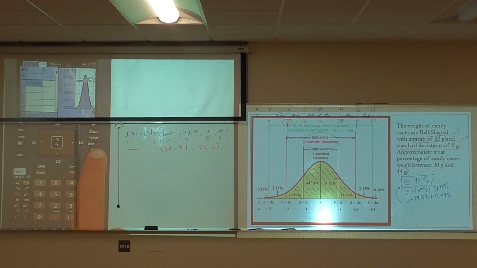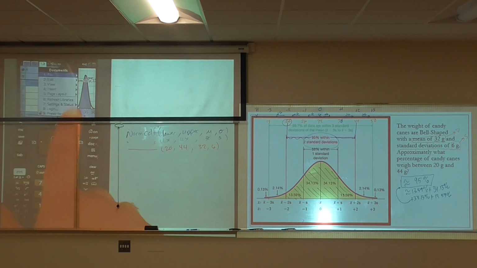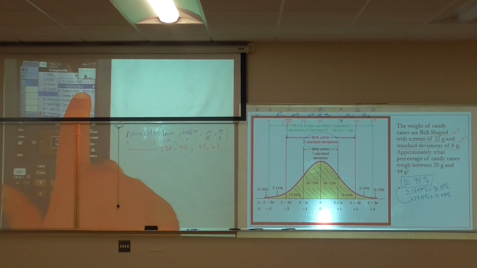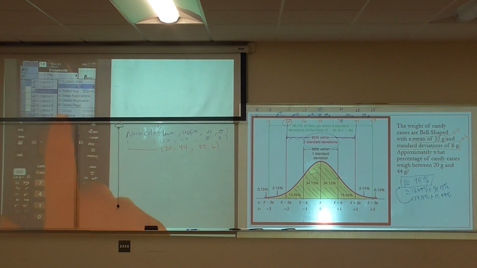Well, right here, we're just going to go to documents. Just hit document, and we're going to go to view. Oh no, wait, I said it wrong. Page layout. We're going to go to page layout, which is 5. So go to page layout, enter it, and we're going to go to select layout. So it's going to say, okay, how do you want it?